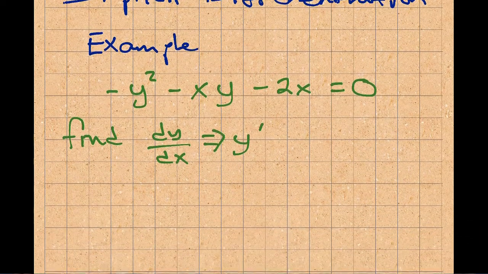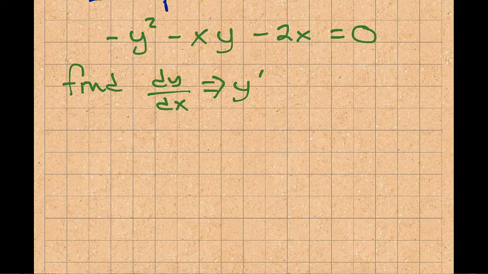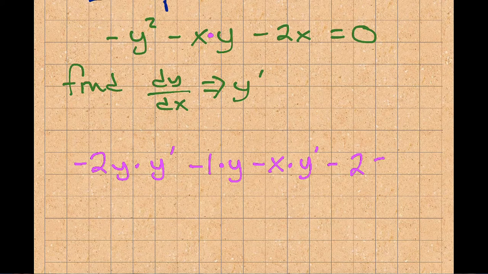If I go through and differentiate this, I would have negative 2y times y prime. Now look back at the original. There's a multiplication in there. You have to use the product rule. So we have minus 1 times y minus x times y prime. So that's the product rule. Minus 2 equals 0. So all we've done is differentiate this thing.